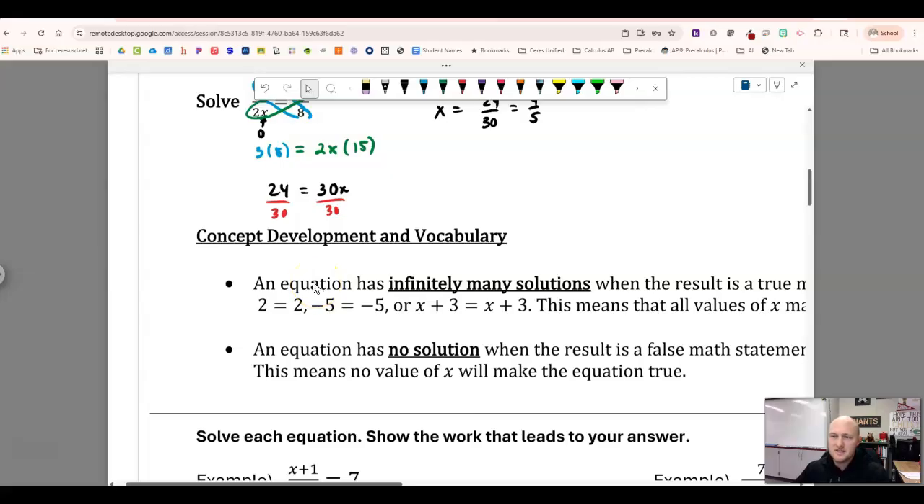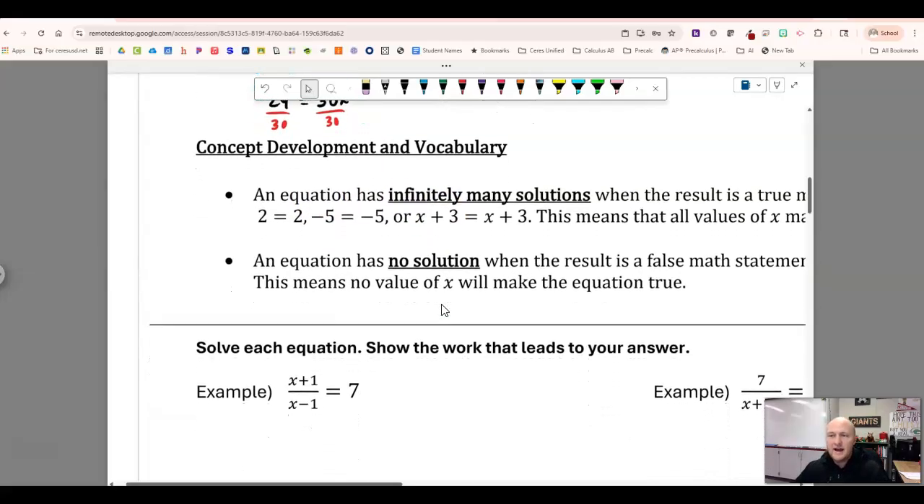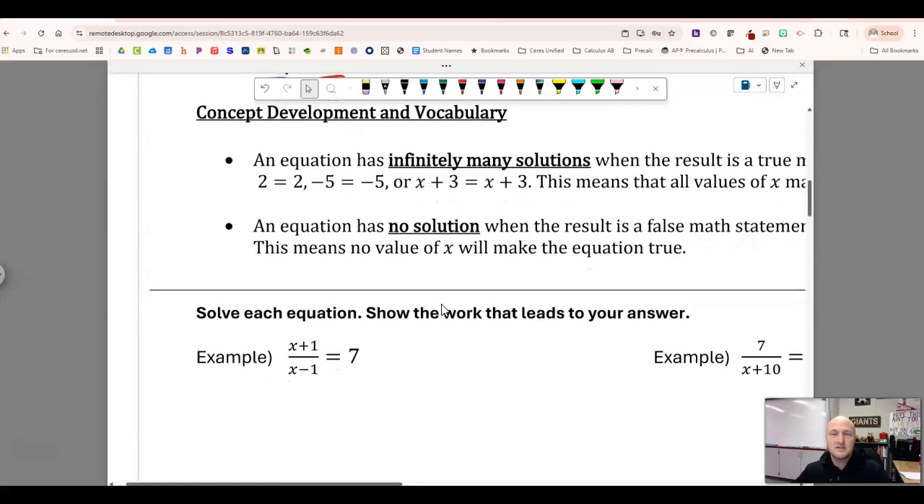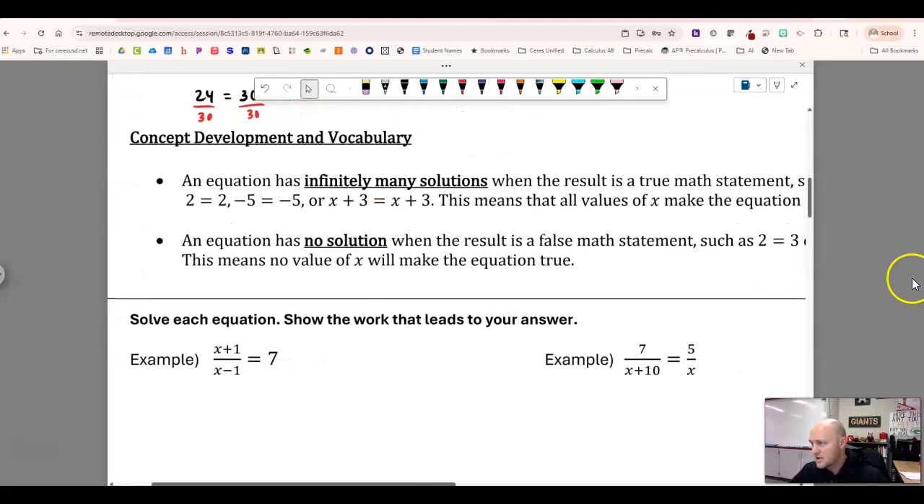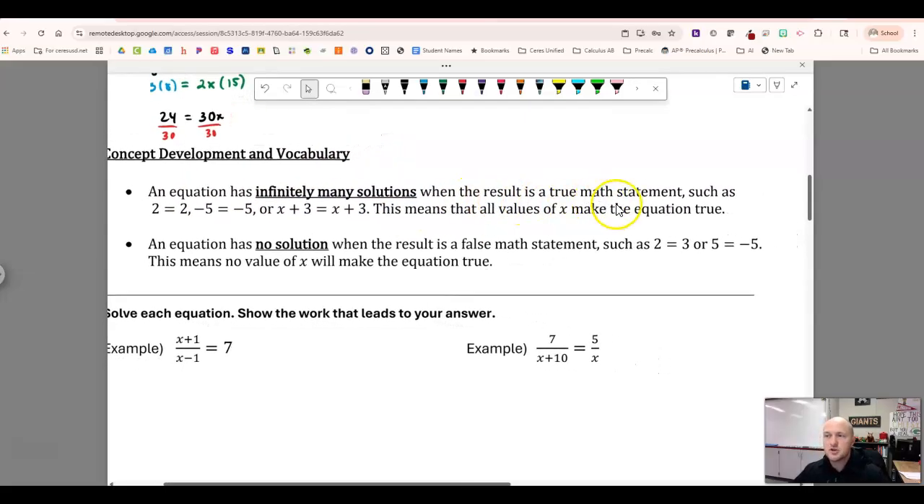But we have another concept that's very similar. What if I have a situation where I can have infinite solutions? So what if an equation has more than one, or there's infinite amounts of solutions? Or what if I get an equation that's broken, where there is no solution? So both are possible. Let's check them out, okay? An equation has infinitely many solutions when the result is a true mathematical statement, such as 2 equals 2. Duh. -5 equals -5. Yes. Or x plus 3 equals x plus 3. This means that regardless of whatever you plug in for x, it's true. So if you get a statement where the left side's equal to the right side, always infinite solutions.